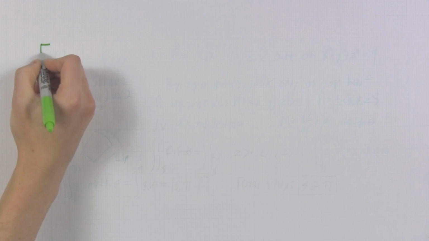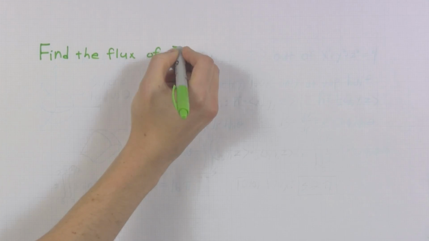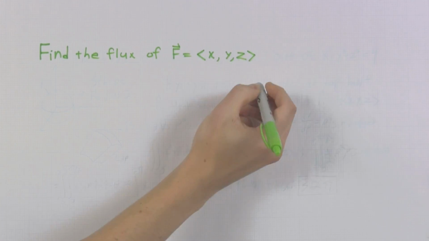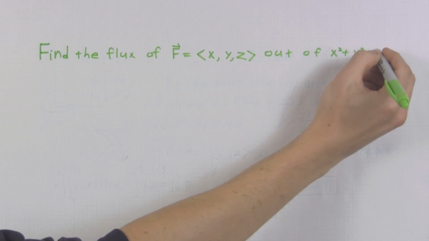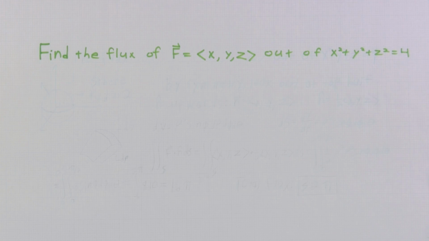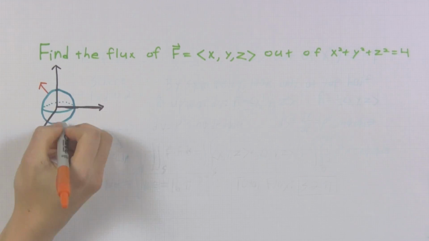Okay, let's try another practice problem. Let's say we want to find the flux of the same vector field, f equals xyz, out of the surface x squared plus y squared plus z squared equals 4. We can graph this in 3 dimensions. We always want to start with a picture. And we get a sphere of radius 2.